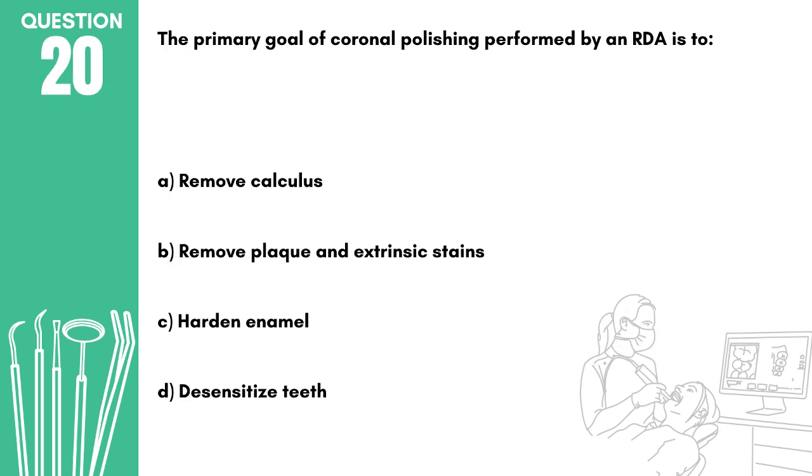Question 20. The primary goal of coronal polishing performed by an RDA is to A. Remove calculus. B. Remove plaque and extrinsic stains. C. Harden enamel. D. Desensitize teeth.